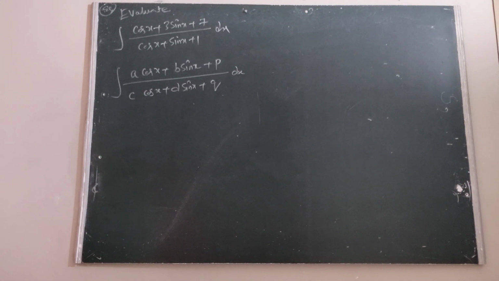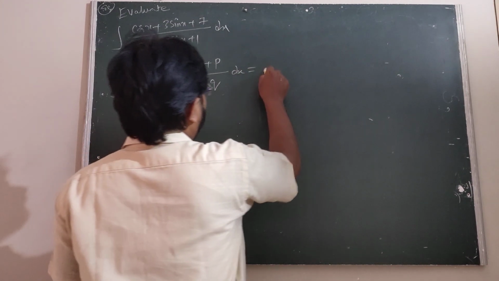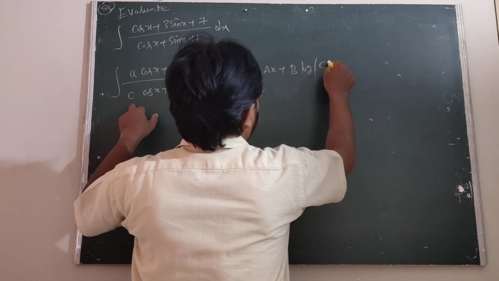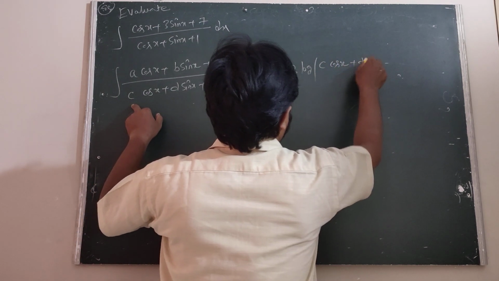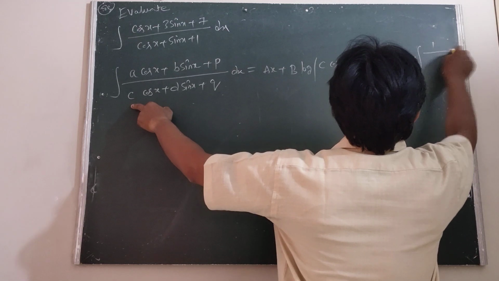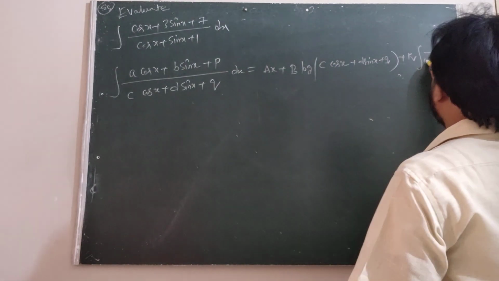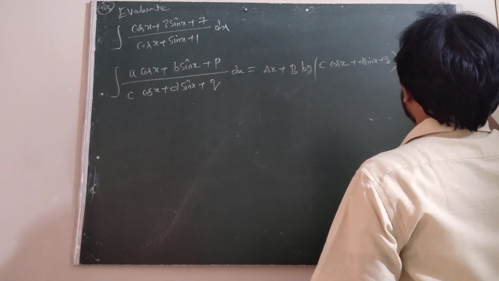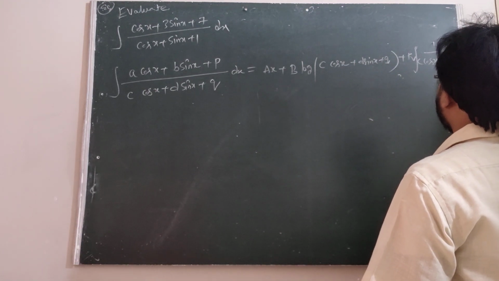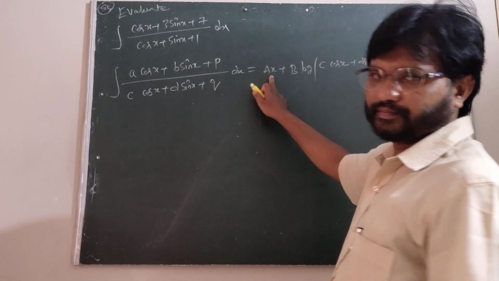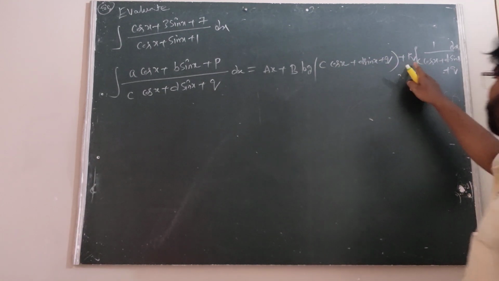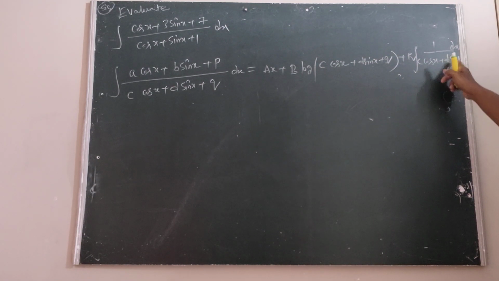Therefore, how to write this one? This is in the form of Ax plus B into log mod of the denominator, c cos x plus d sin x plus q, plus K into the integral of 1 upon (c cos x plus d sin x plus q) dx. Is it clear? What is the formula?